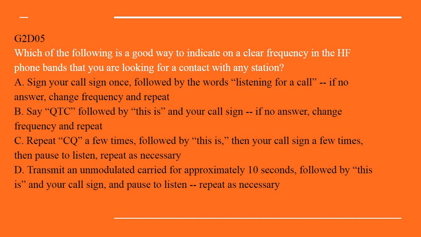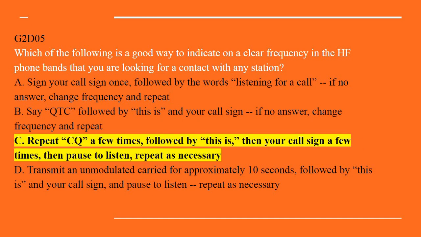C. Repeat CQ a few times followed by this is, then your call sign a few times, then pause to listen. Repeat as necessary. Or D. Transmit an unmodulated carrier for approximately 10 seconds followed by this is and your call sign and pause to listen. Repeat as necessary. Correct answer is C. Repeat CQ a few times followed by this is, then your call sign a few times, then pause to listen and repeat as necessary.